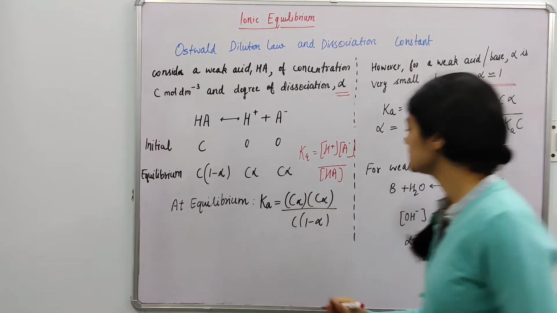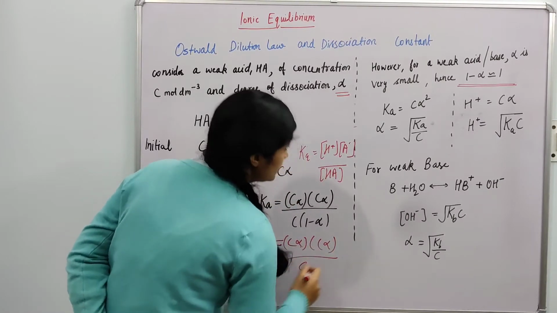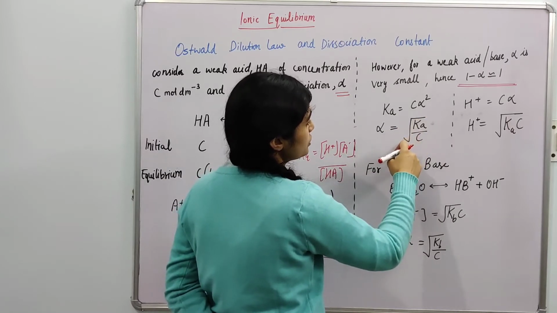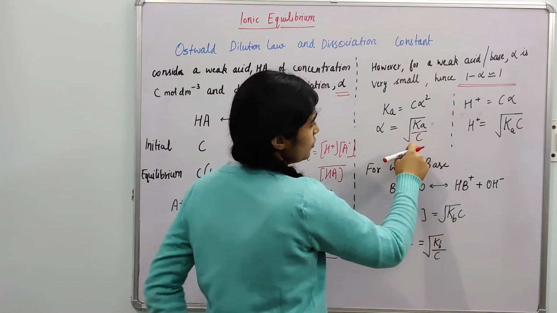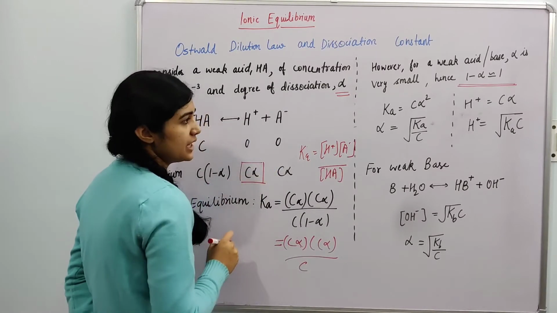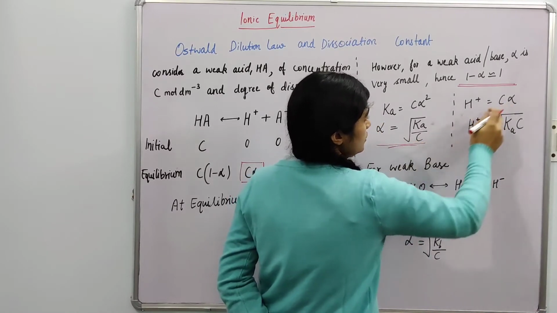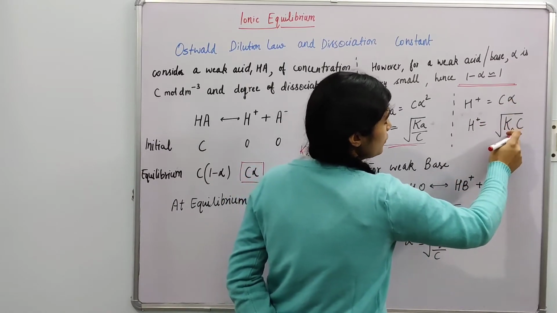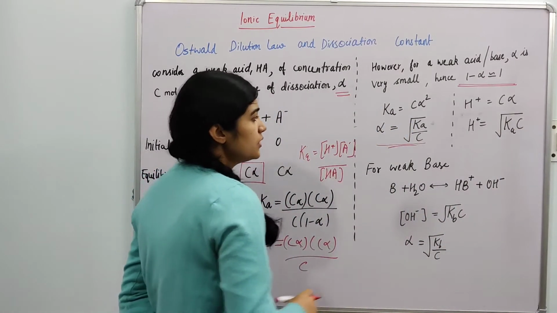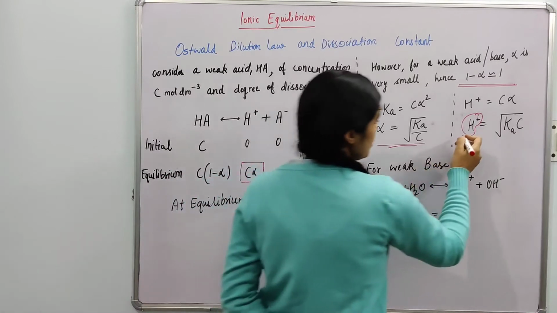So our Ka becomes C alpha into C alpha divided by C, so Ka becomes C alpha square. If you have to write alpha in terms of the equilibrium constant and concentration, the formula becomes this. Now the concentration of H positive is C alpha, so putting the value of alpha, you will get under root of the acid dissociation constant into the initial concentration of the acid. This gives you the H positive concentration of the proton. From this you can also calculate pH.